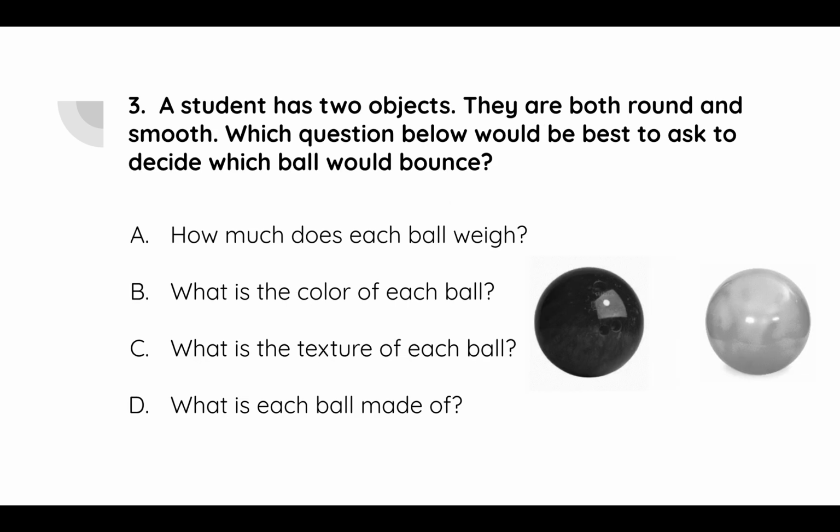Number 3, a student has two objects. They are both round and smooth. Which question below would be best to ask to decide which ball would bounce?